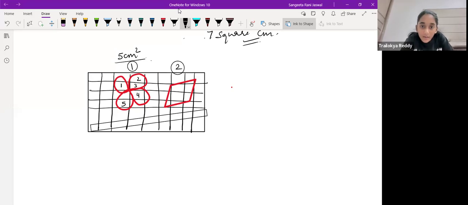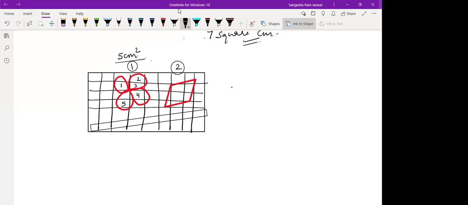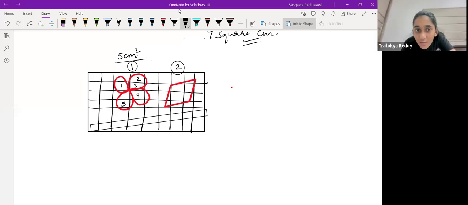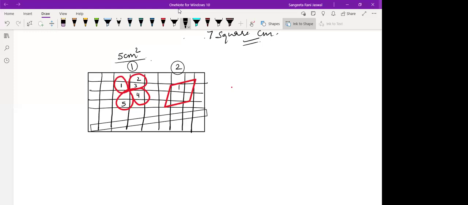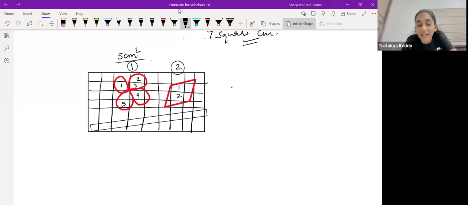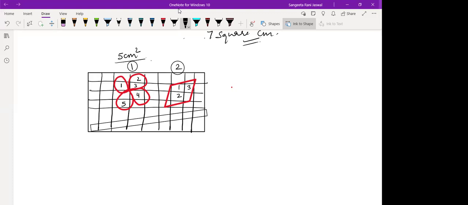Okay, Trilokya, you tell me the area of this shape, second number. Ma'am, 3 square centimeters. Count 1, 2, 3.5, I think it will be 3. See, these two are more than half, no? So I'll take it 4. So this is 4 centimeters square, right?